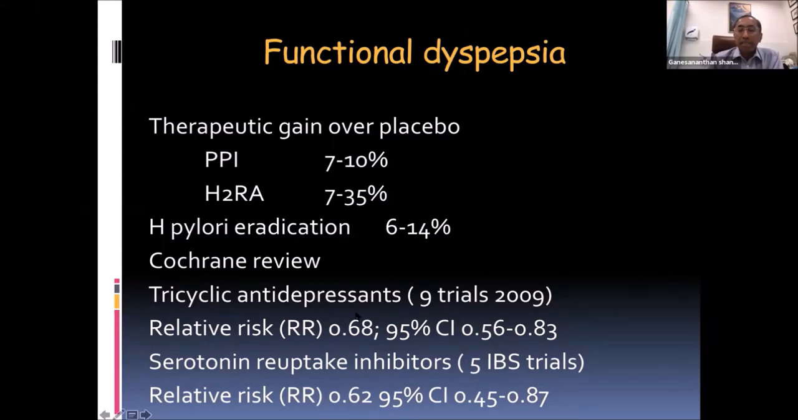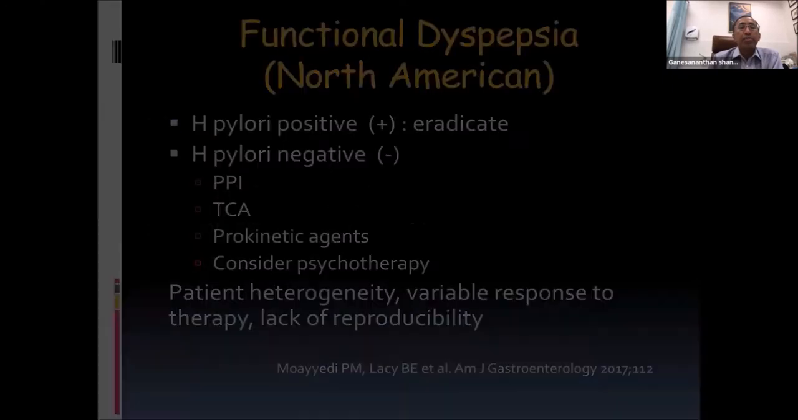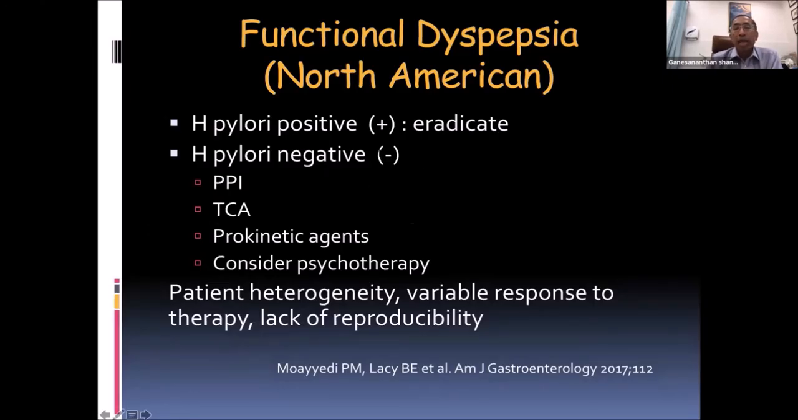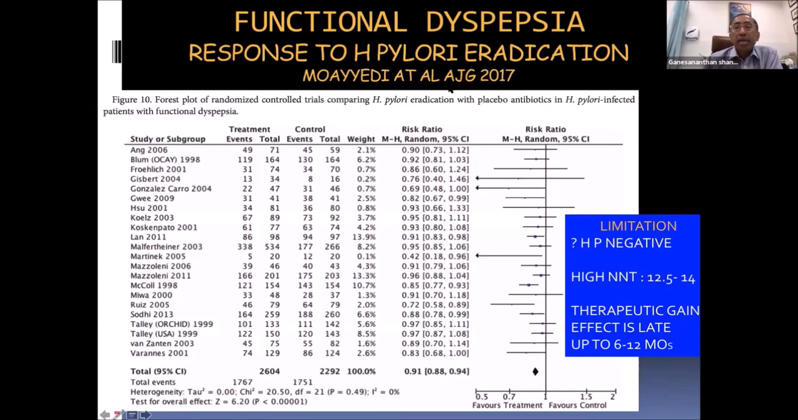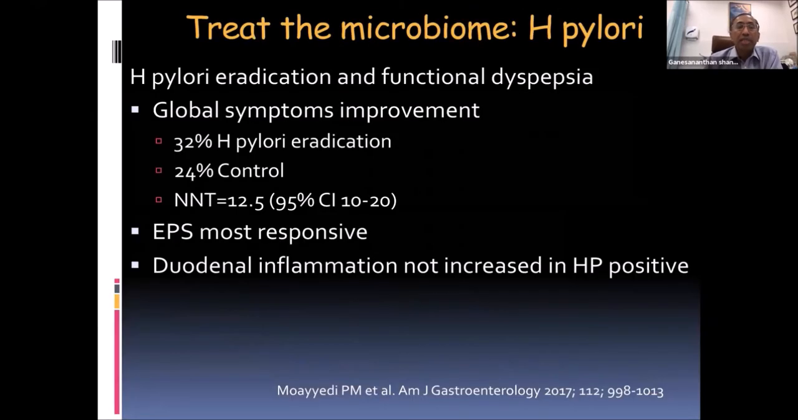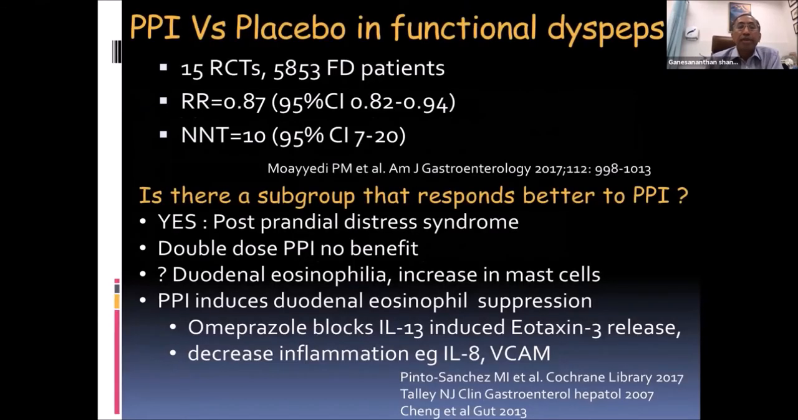Again, talking about TCAs, tricyclic antidepressants. In America, they don't have too many prokinetic agents, so they rely a lot on PPIs and also H. pylori eradication. Meta-analysis tells us that response to H. pylori eradication in a selected group of people is good. You need to eradicate H. pylori. You must eradicate it with tests, and the therapeutic gain is of benefit.